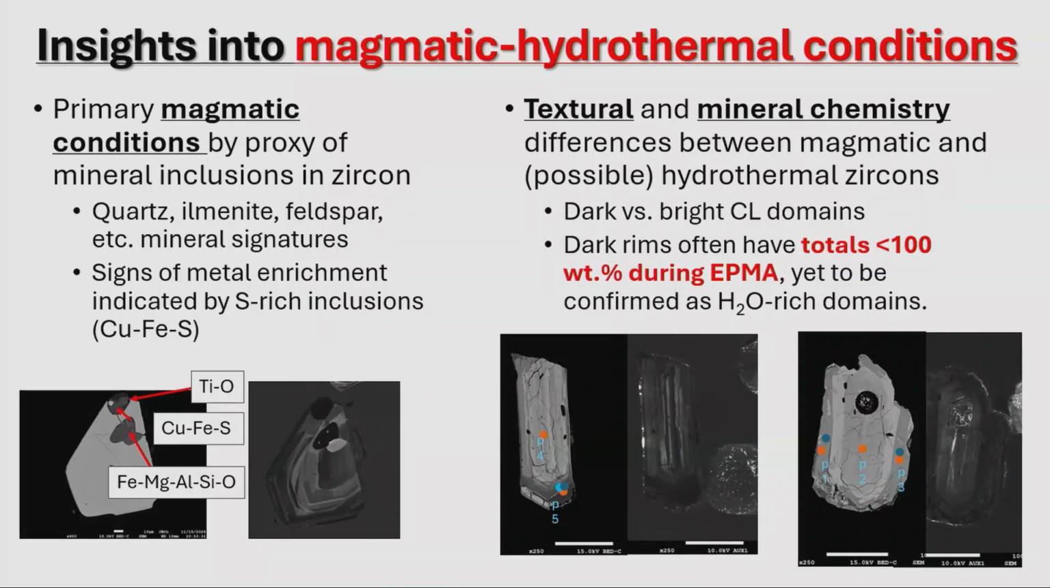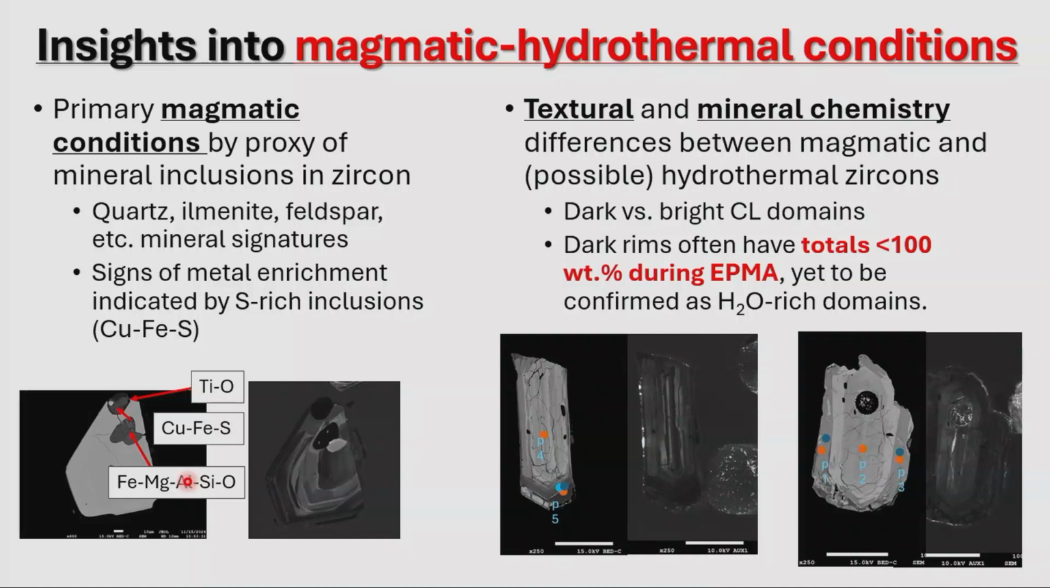So just to give a kind of a brief idea, which I think I've been doing as we go. So some insights into magmatic conditions, but also magmatic hydrothermal conditions. So first, and this image is just the same as the one that I showed just a second ago, looking at that potential chalcopyrite grain. But primary magmatic conditions by proxy of mineral inclusions in zircons is broadly, we're looking at that now.